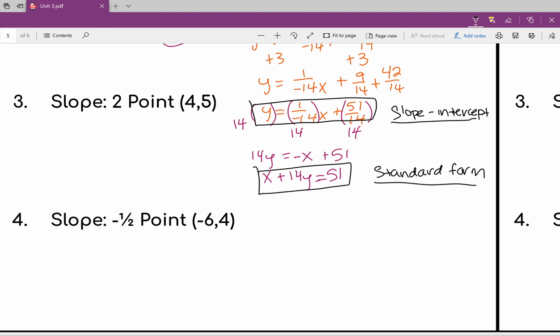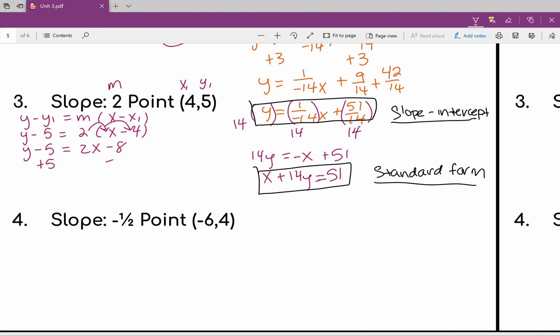Example 3 already gives us the slope, so we get to skip that step and go straight to our point slope formula. So remember, this is m, this is x1, this is y1. So y minus y1 equals m, parentheses x minus x1. Y minus 5 equals 2 times x minus 4. So I just plugged in my numbers. Then I'm going to simplify this. Y minus 5 is equal to 2 times x, which is 2x, and 2 times -4, which is -8.